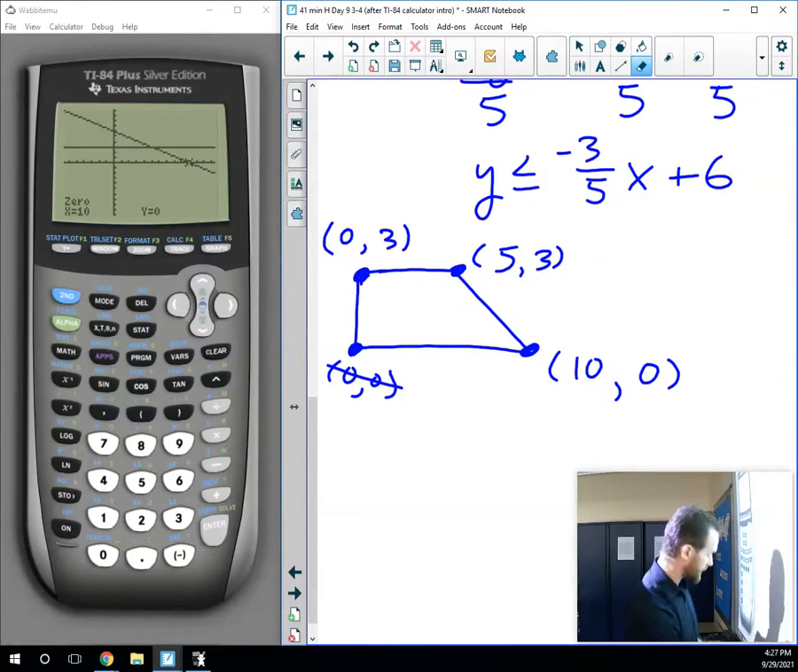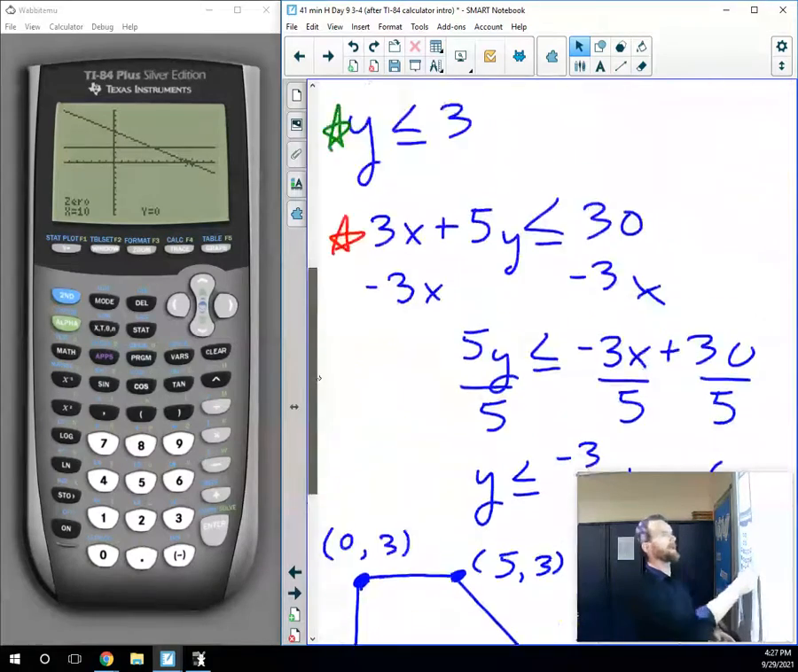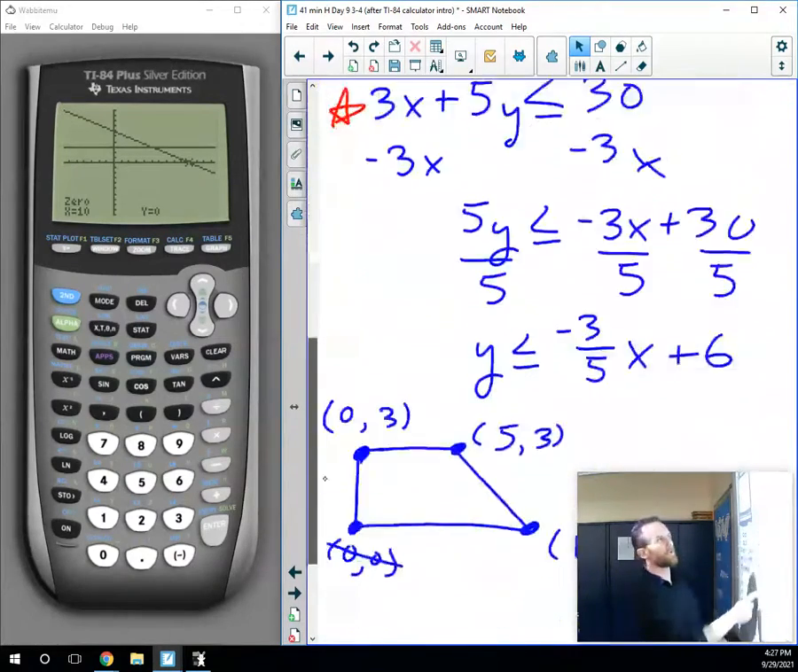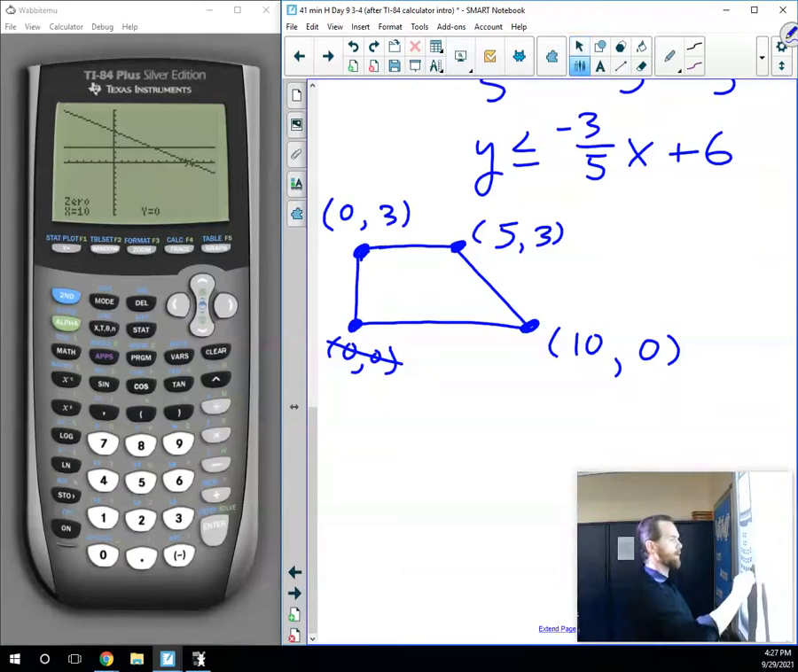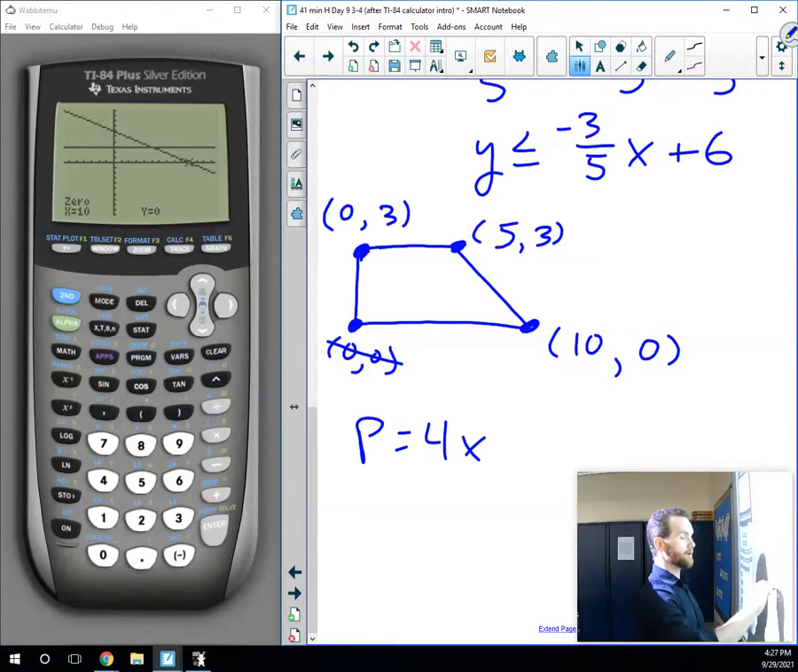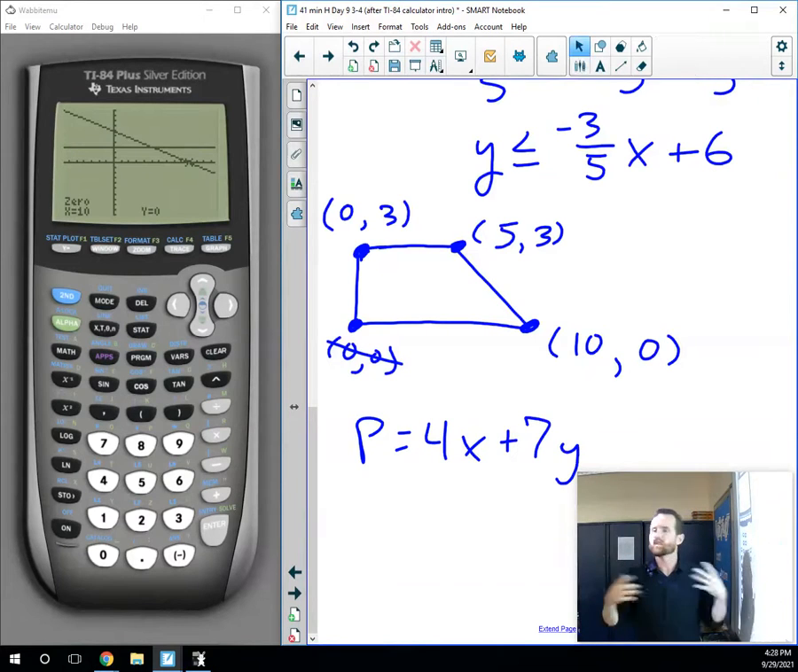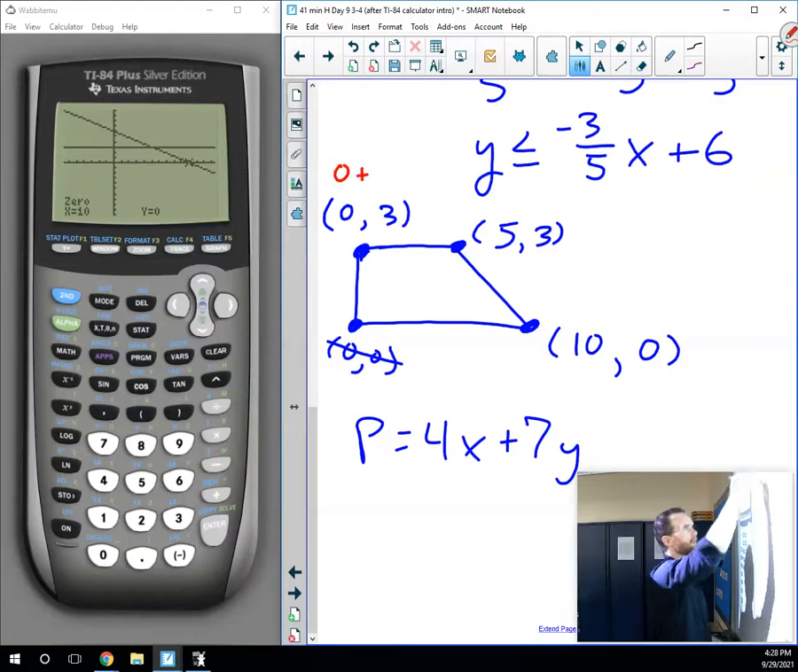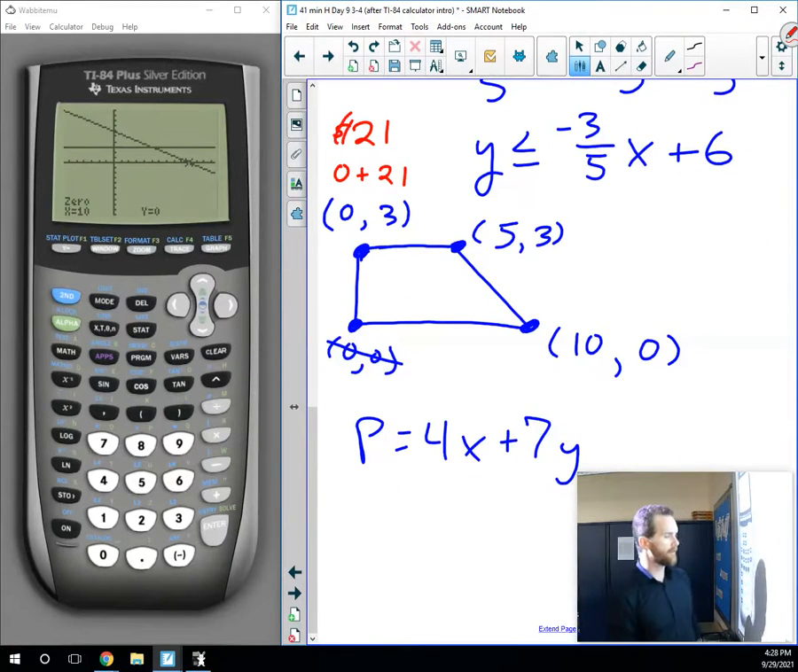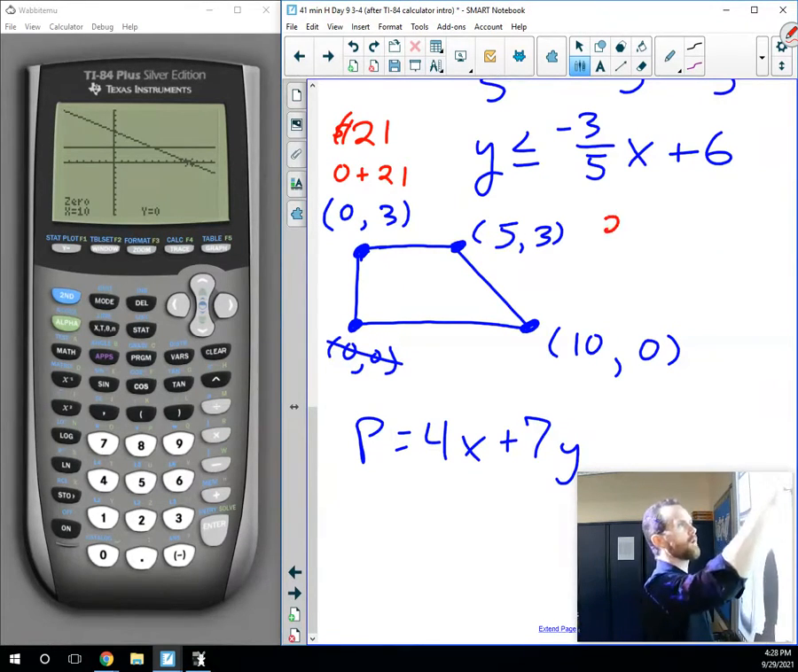To figure out which one of these is best, we need to look back at our objective function, which was 4x plus 7y. Now we're going to take these ordered pairs and plug them in, and see which one gives us the biggest profit. Let's do (0, 3) first. I think we can do a lot of this in our head. That would be 4 times 0 is 0, plus 3 times 7 is 21, so that would just be 21 for this first one. So that would be $21 of profit. For (5, 3), that would be 4 times 5, that's 20.